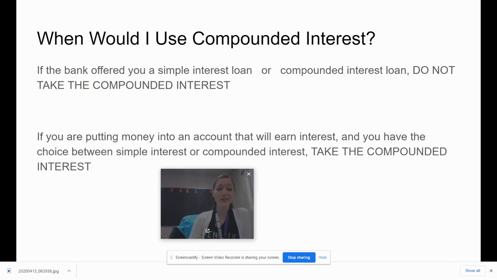So, moral of the story: if you were at the bank and they offered you a simple interest loan or a compounded interest loan, it probably would be better to take the simple interest loan. Not in all cases, but in most cases, it would be better to take that simple interest loan.